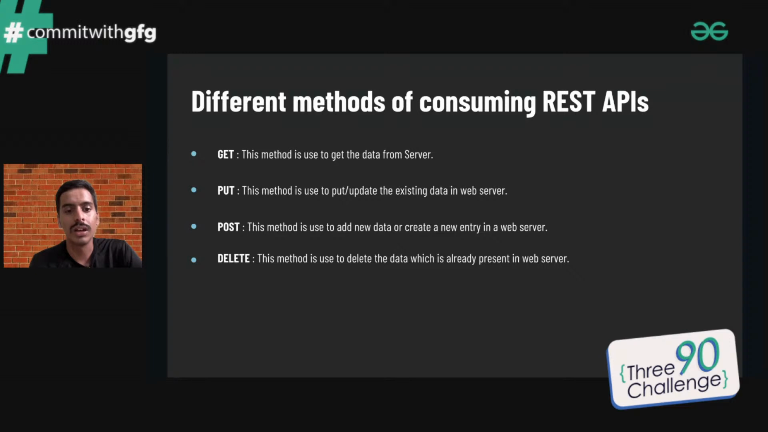And the last one is our DELETE method. The name itself tells us that it is basically used to delete the data from our web server or database. So basically, these are the four different methods which are used to perform the various operations using the REST APIs. It is also called CRUD, that is create, read, update, delete.